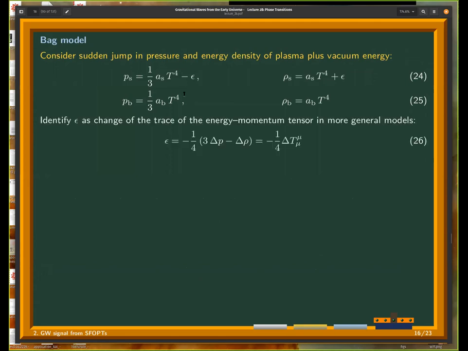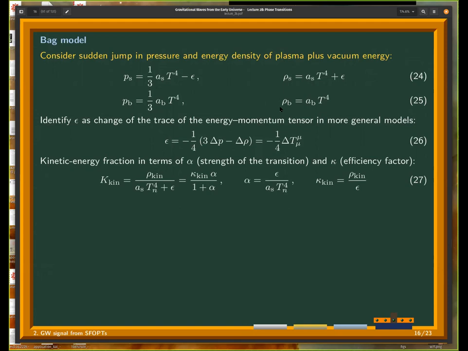Typically, to match this onto other models, one has to identify this epsilon parameter with something that you can also calculate in other models. It turns out that this epsilon corresponds to the change in the trace of the energy momentum tensor across the phase transition. If you look at these definitions in equations 24 and 25, you find that epsilon can be written like this, and this is nothing but the change in the trace of the energy momentum tensor. So if I want to use these results from the bag model for a more realistic model, I have to calculate this quantity, identify it with epsilon, and use the results from this analysis.